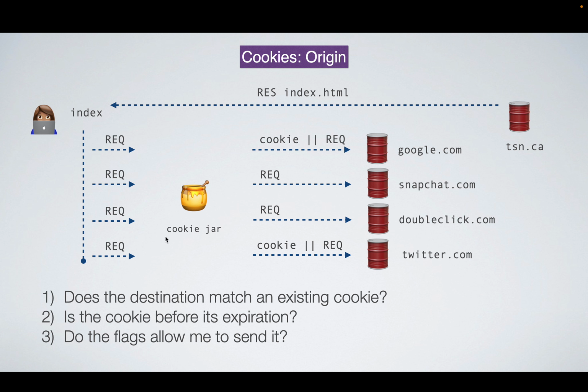And then it will also check whether it's expired. If it's expired, it won't send it or delete it. And then it will check the security flags. Okay, so if this request is from JavaScript within this website and HTTP only is set, then it won't send it. Or if this request to doubleclick.com is not over SSL and the secure flag is set, then the cookie won't get thrown in.